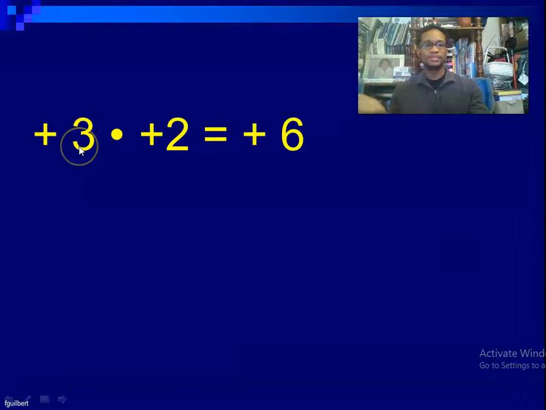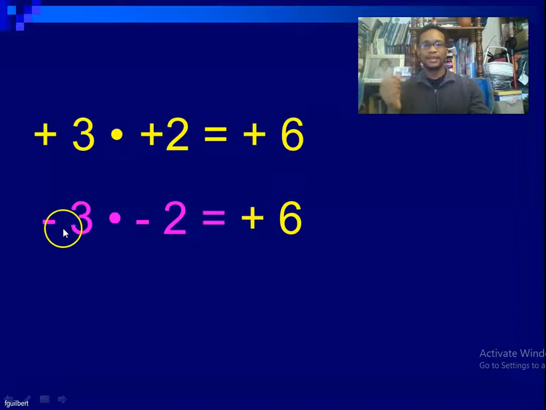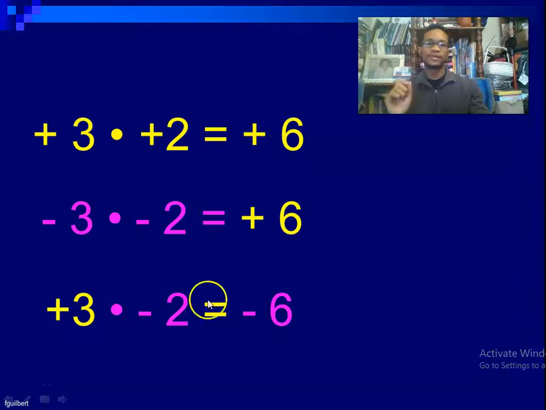Now, let's see some examples. Positive 3 times positive 2 is equal to positive 6. Negative 3 times the negative 2 is equal to positive 6. See? Both positive, both negative, but the answers came out positive. Same signs. Now here's a different one. Positive 3 times negative 2 is equal to negative 6. See the difference? Change in signs, but as long as you know that even if they have two different signs, the negative sign wins over.